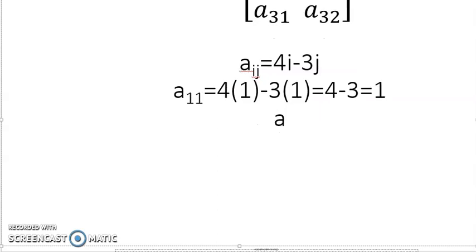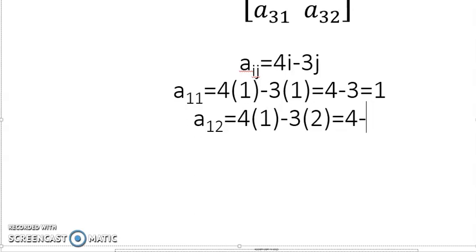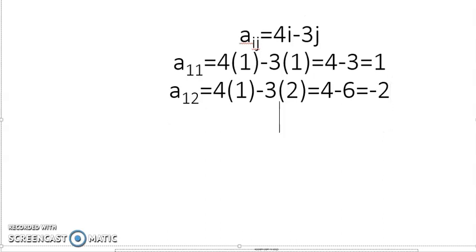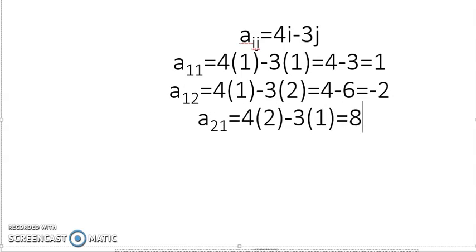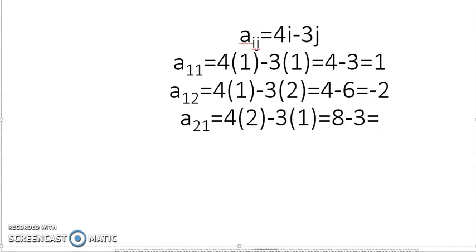So secondly, A12. So this means 4 times 1 minus 3 times 2, and this means 4 minus 6, which means minus 2. And then after, there is A21. So this means 4 times 2 minus 3 times 1, which means 8 minus 3, which equals 5.